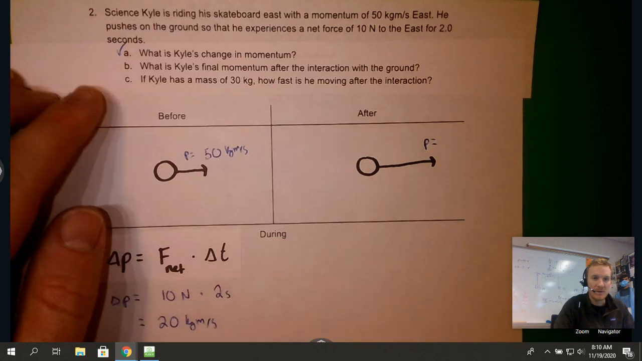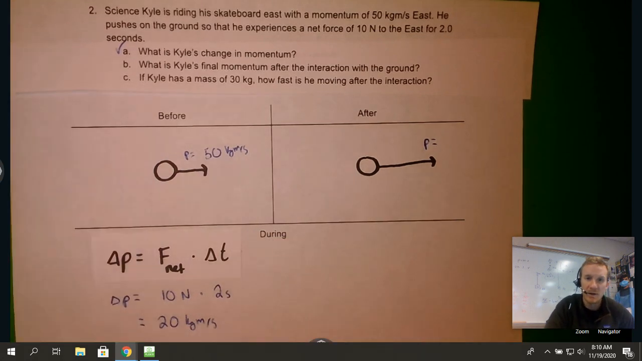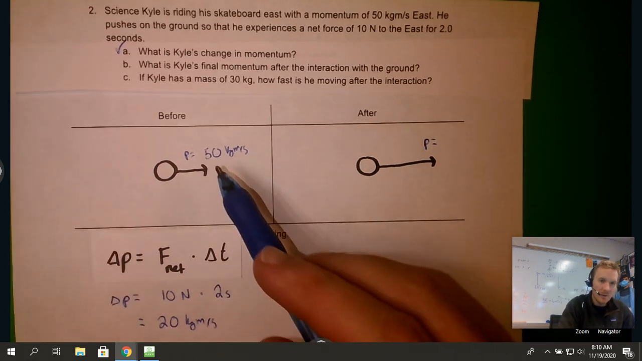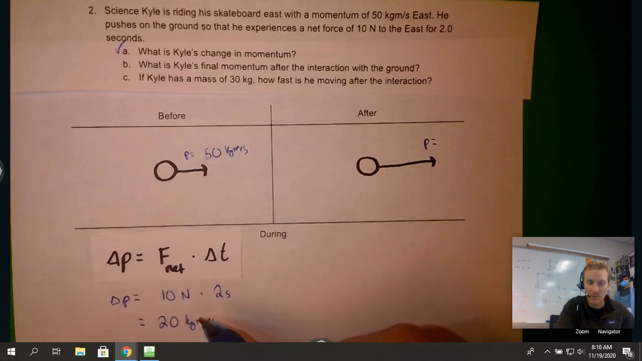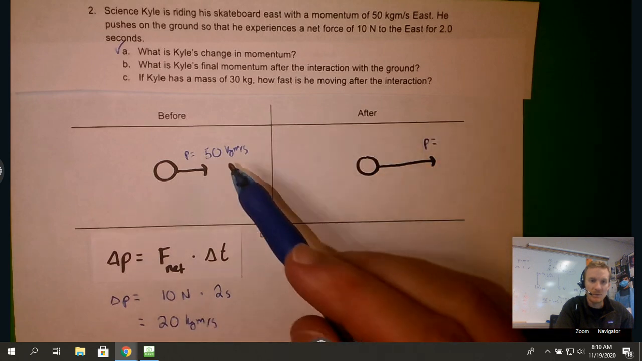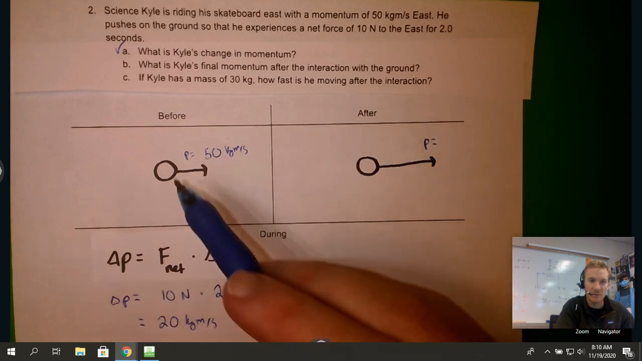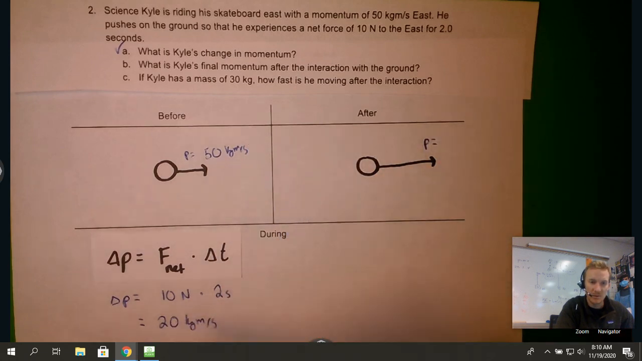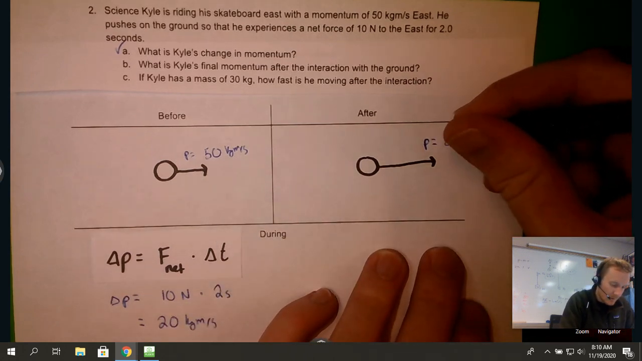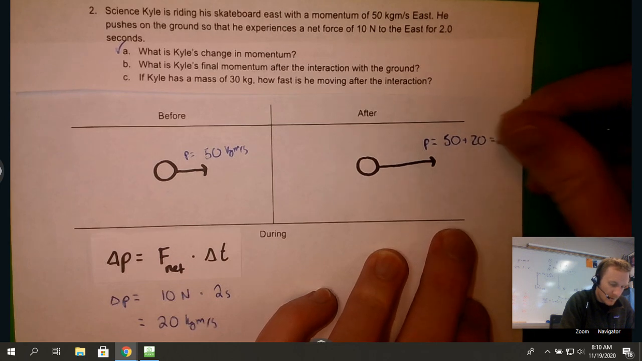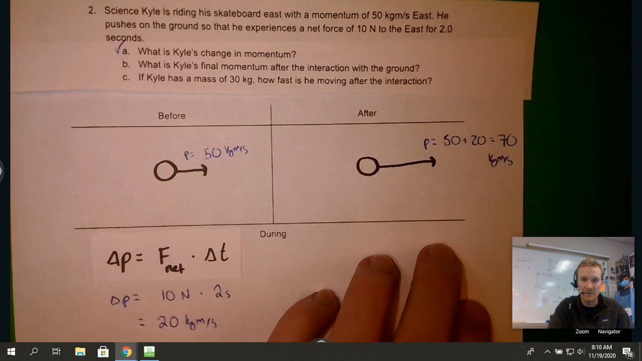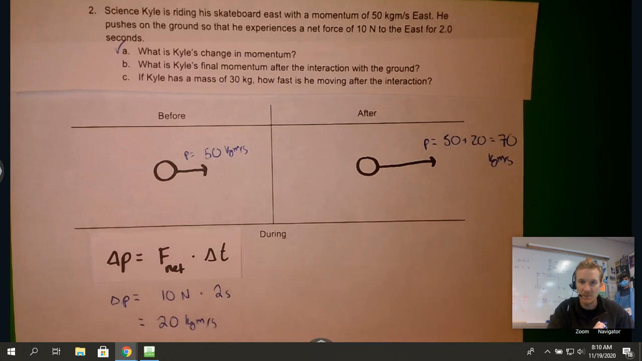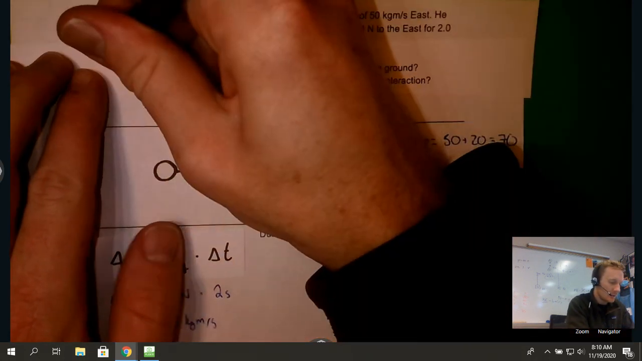Letter B, what is Kyle's final momentum after that interaction with the ground? So we know what his initial momentum was. We know what the change was. If we want to know the final, we're just going to add these two values together, because we had 50, we experienced a net gain of 20, so 50 plus 20, that's going to give us 70. That'll be kilogram meters per second. So that's his final momentum after all this is said and done.